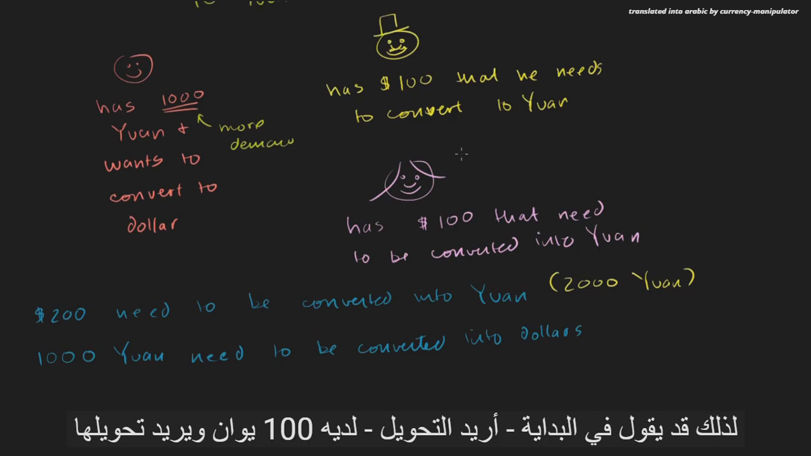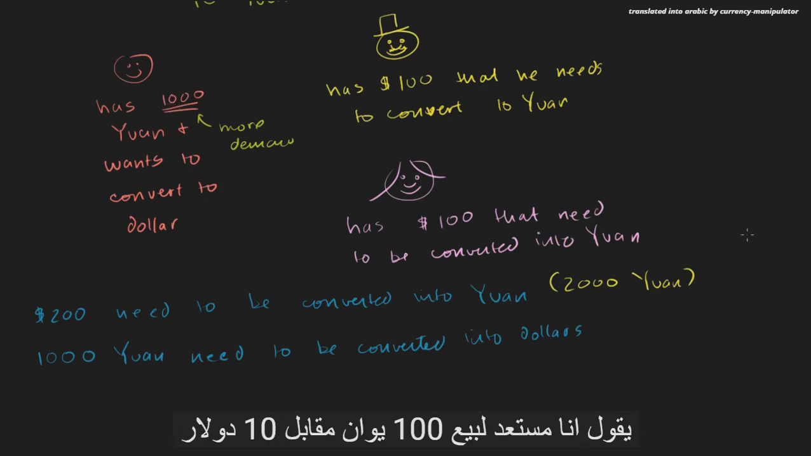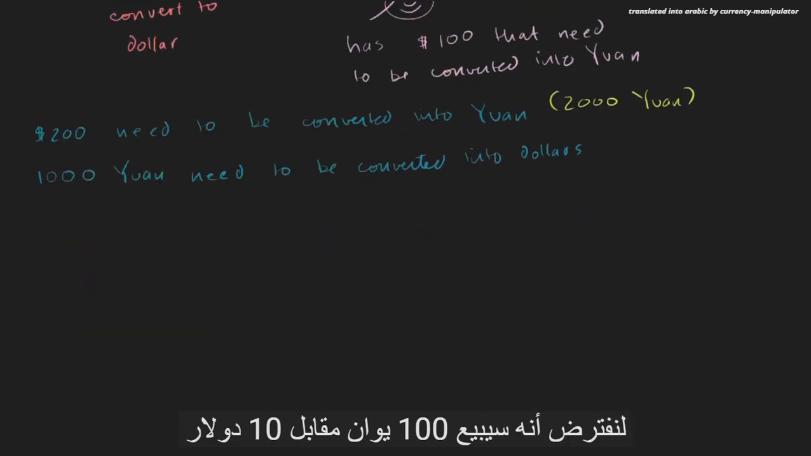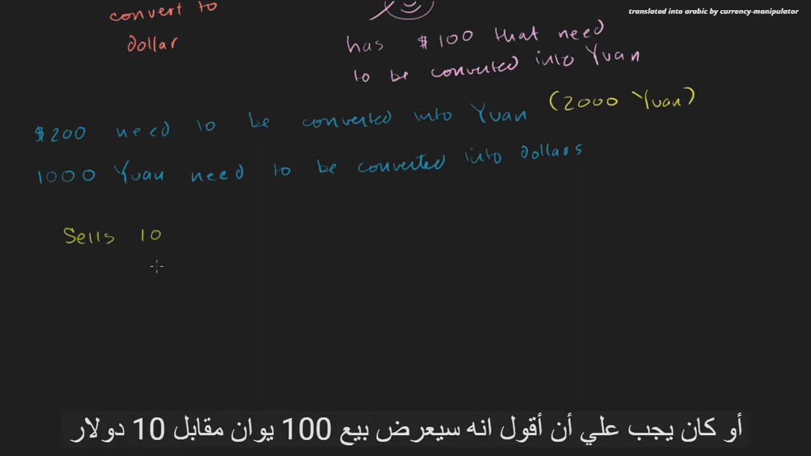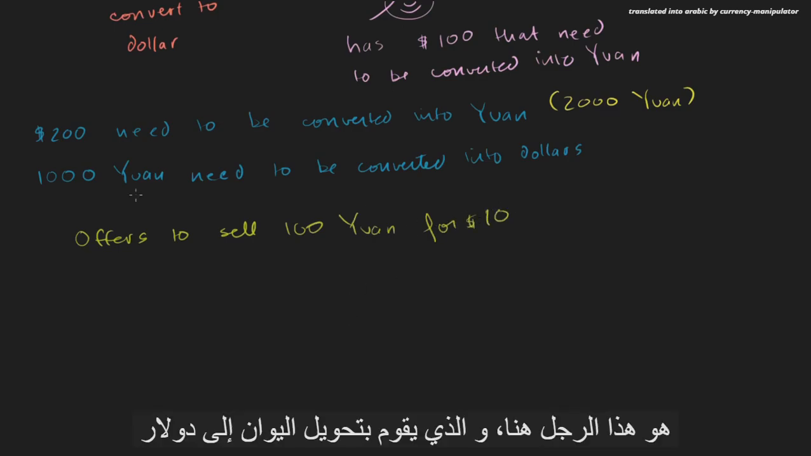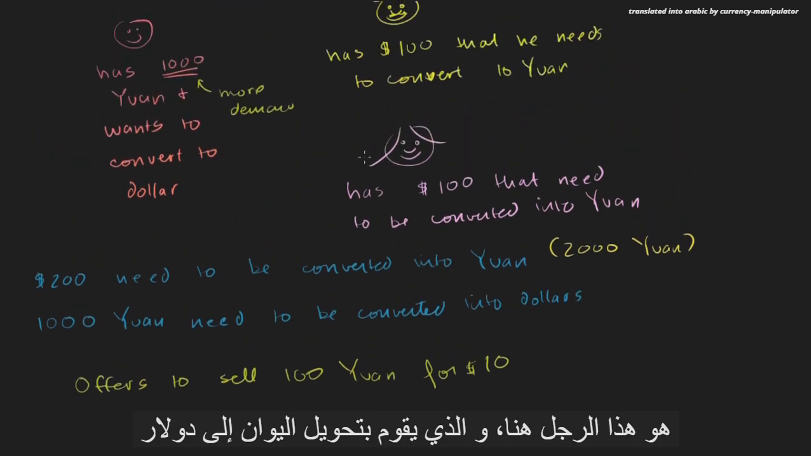So he might initially say, hey, you know what? I want to convert. He has 100 won and he wants to convert it. So he says, I'm willing to sell 100 won for $10. So he offers to sell 100 won for $10. He just thinks that that's a fair offer price right over there. And that's this guy over here, actually converting won into dollars.